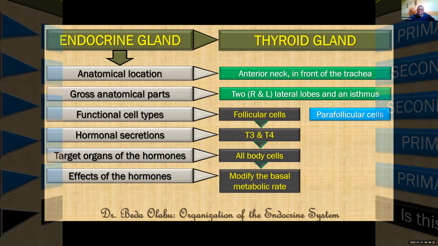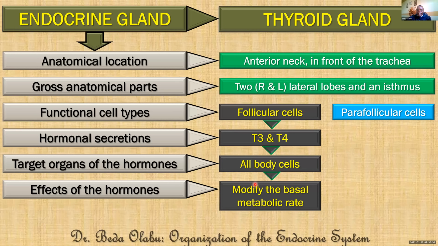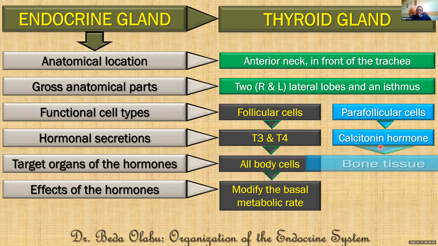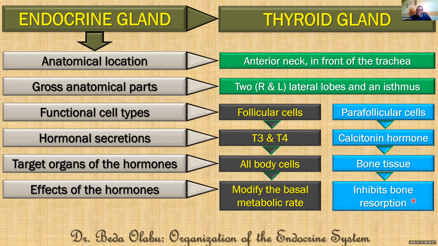Great. So we've talked about the follicular cells and the hormones produced by the follicular cells. The other cell type of the thyroid gland are parafollicular cells. Parafollicular cells produce calcitonin hormone. Calcitonin acts on bone tissue, and the effect of calcitonin on bone tissue is to inhibit bone resorption. That will affect calcium levels. We'll be talking about hormones that affect calcium levels.